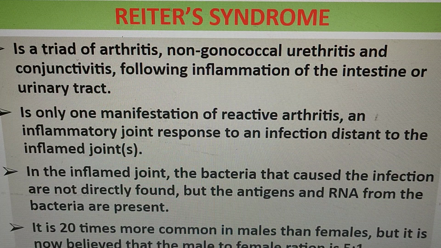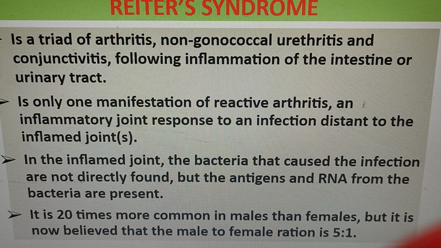The next condition is Reiter's syndrome. It is a triad of arthritis, a triad of joint inflammations, non-gonococcal urethritis and conjunctivitis following inflammation of the intestine or urinary tract. It is only one manifestation of reactive arthritis, an inflammatory joint response to an infection distant to the inflamed joint or joints. In the inflamed joint, the bacteria that caused the infection are not directly found, but the antigens and RNA from the bacteria are present.